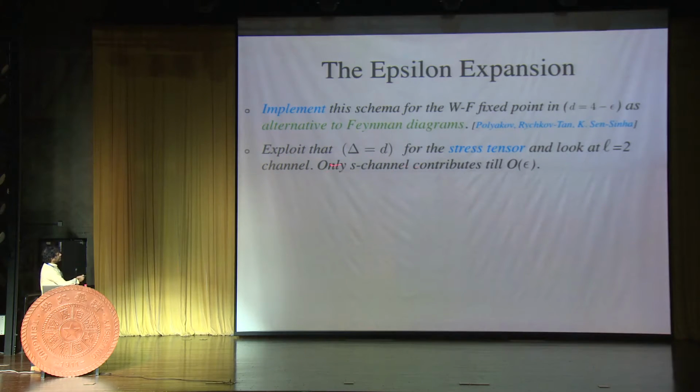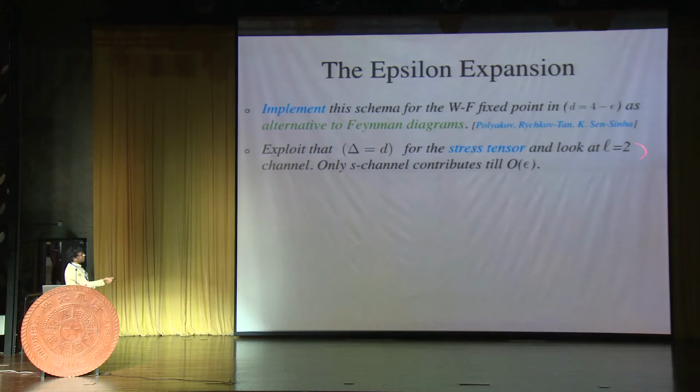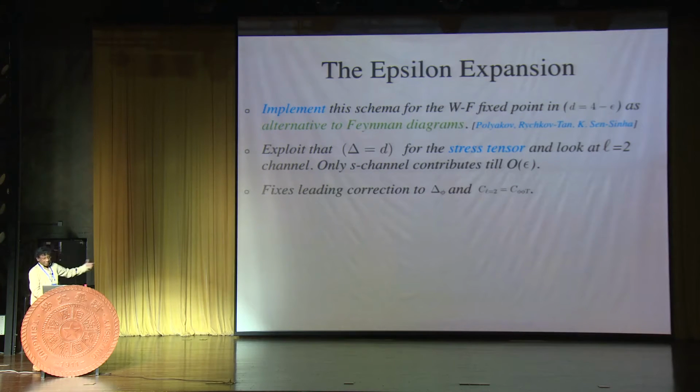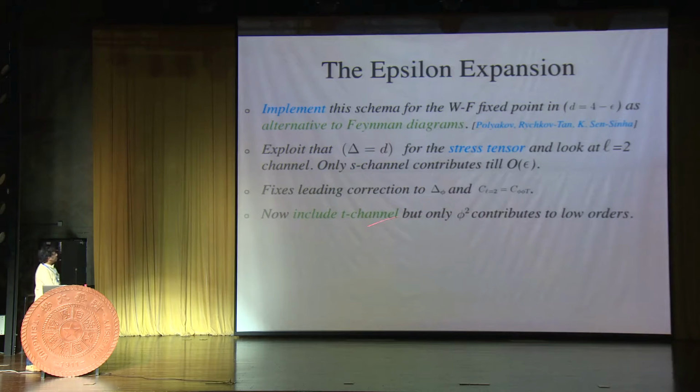The important thing is to exploit that the stress tensor has protected dimensions. So you look at the L equal to 2 channel in the S channel, the spin 2 exchange. To leading order, only the S channel contributes, and that fixes some of the leading corrections to the dimension and the OPE coefficients. By the way, it's nice that of the 2 poles, one of them typically fixes the dimension, the other one fixes the OPE coefficients. You can then go back and include the T channel and iterate.